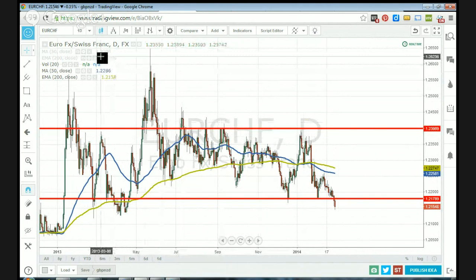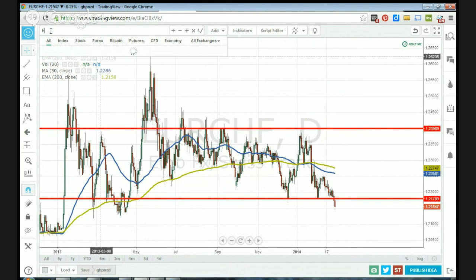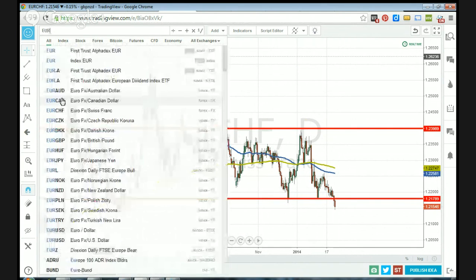And because it has such little volatility, you can have a pretty tight stop. You can take on a larger position and really control your risk exposure by your position size. Okay, so that's Euro Swiss. Euro Pound.